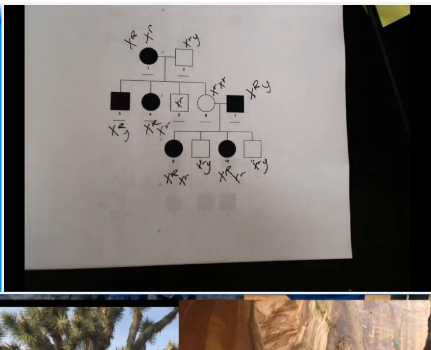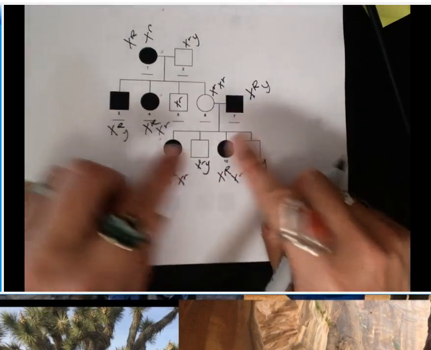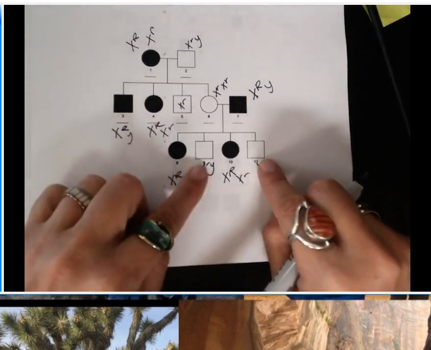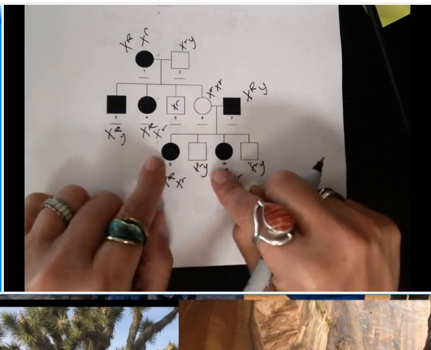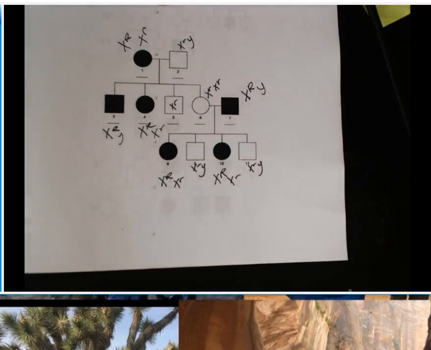Now, could it also be an autosomal trait? I think so. However, the fact that it has just males and not daughters and not sons coming from the dad is a clue that it's probably going to be sex-linked dominant. All right, let's go ahead and look at this one.